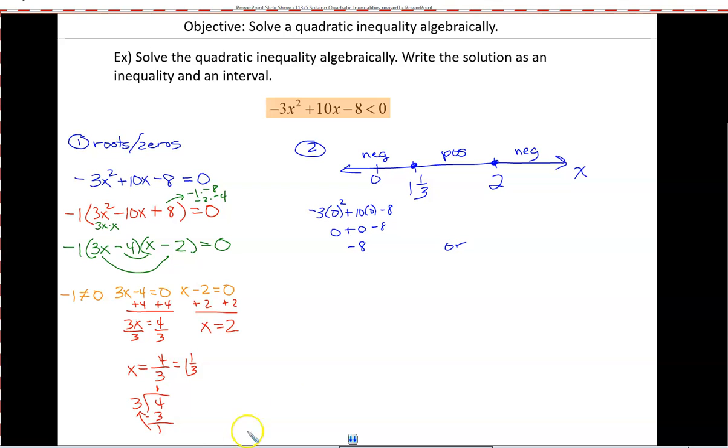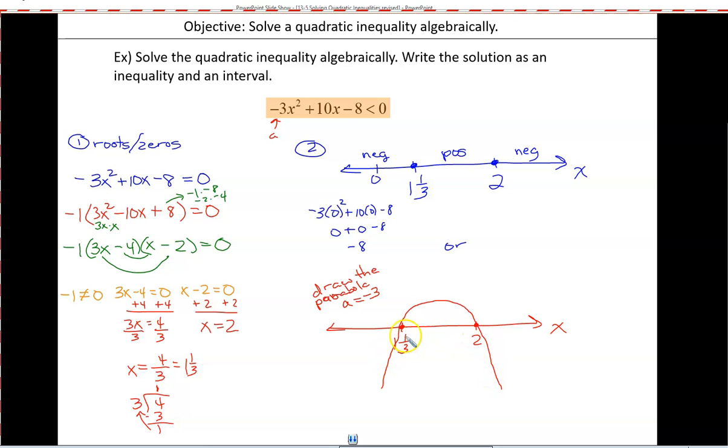If you prefer the method of drawing the parabola, you still have your little fake x-axis and your zeros. And to draw the parabola correctly, you need to know the value of a. So again, a is the coefficient of x squared, which is -3. Because our a is negative this time, we do have an x-axis reflection, which turns our parabola upside down. So now it opens down, like so.